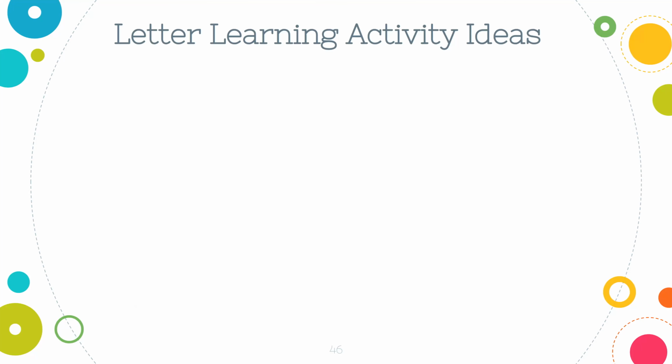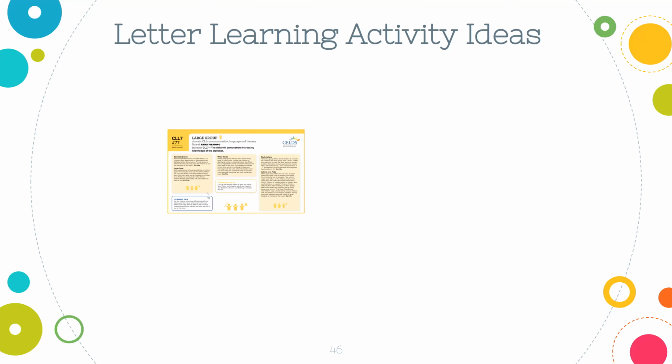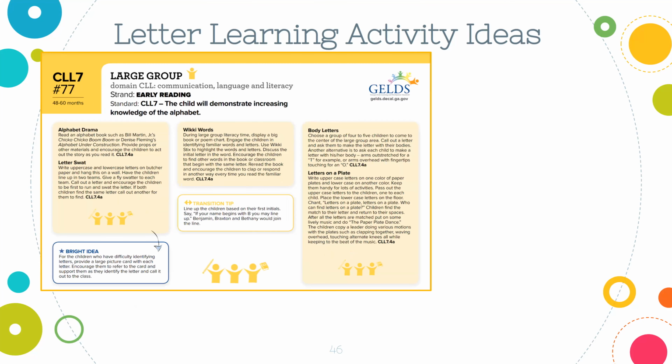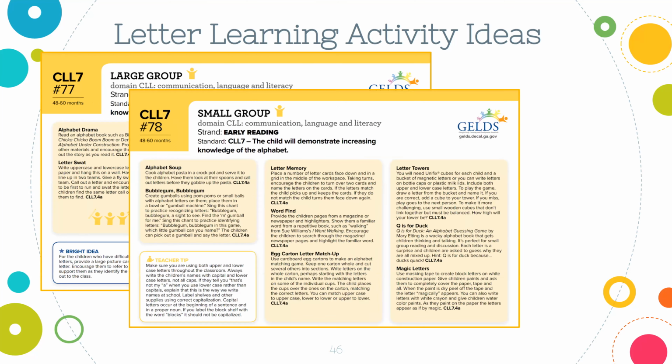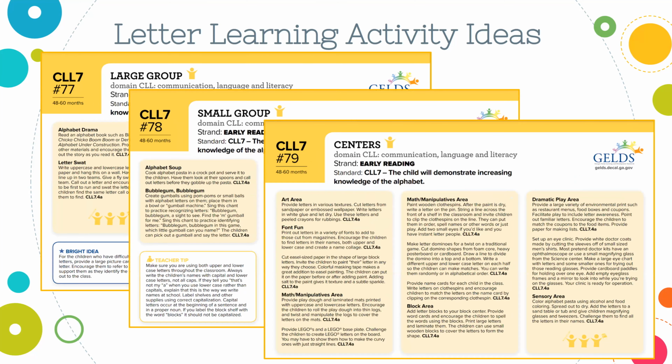So if you need activity ideas for your letter learning instruction in your classroom, you can always refer to the JELDS Teacher Toolbox cards. As we said at the beginning of the presentation, the alphabet knowledge indicator is CLL 7.4. So on the card CLL 7, card number 77, number 78, and 79, you will find activity ideas for large group, small group, and center time. All of these activities could be done as they're written, but they could certainly be adapted for different settings and contexts. They could probably even be adapted for virtual learning opportunities if that's something that your program is implementing.